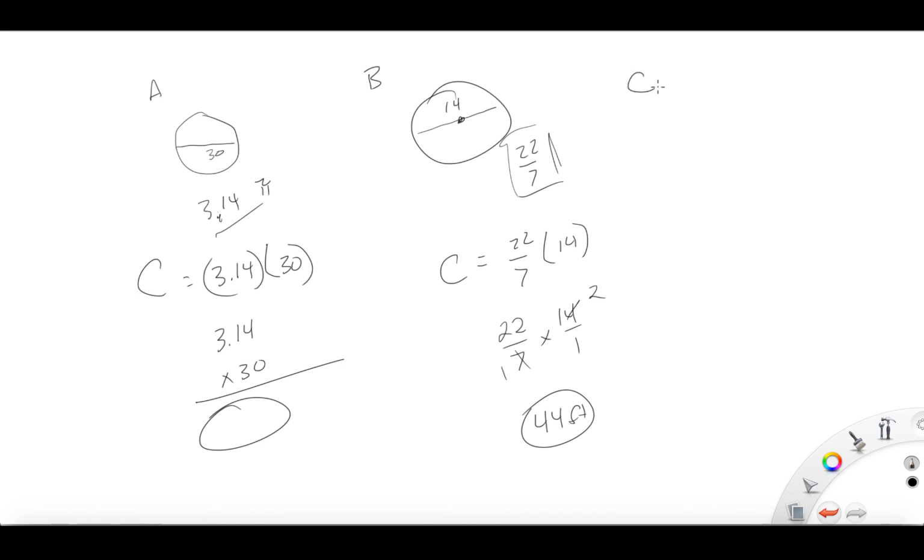C, they say leave pi as just the symbol. In other words, we don't even have to multiply anything. So here's our circle. They give us a radius of 10. These are the best. I love it when they ask for pi just like that. So leave it as pi. What is circumference? Circumference equals pi times diameter. Well, what's the diameter? The radius is 10, so the diameter is 20, so it's pi times 20. Or usually we would say 20 pi. Very simple stuff.